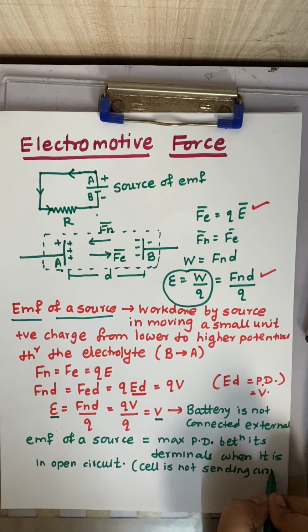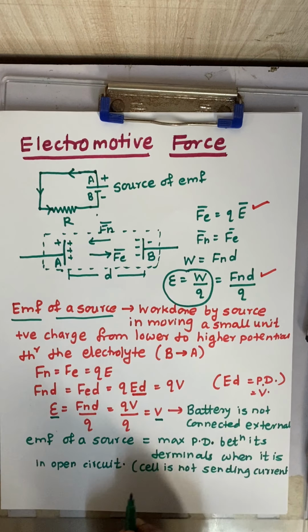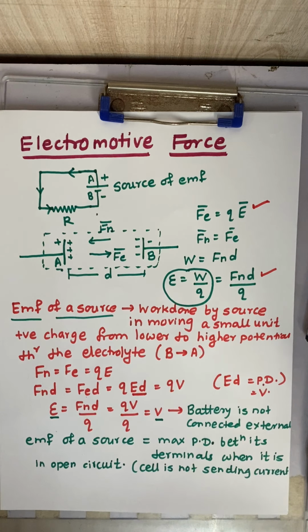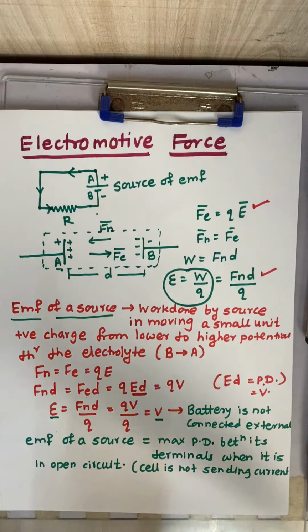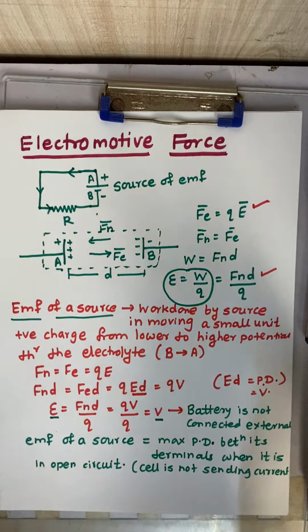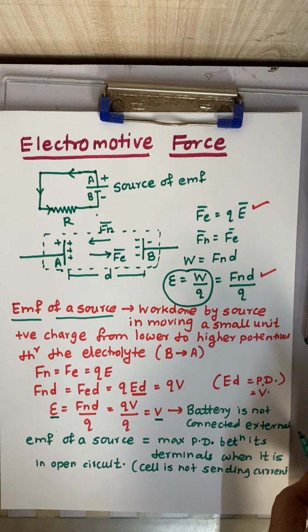This state is called an open circuit condition. The cell is not sending current through the circuit. Okay, now this is the basic concept of the EMF. Now we are going to understand how work is done in bringing a positive charge from low potential to high potential.